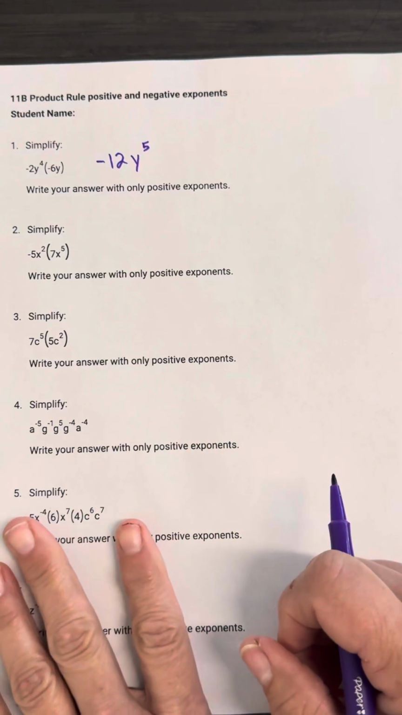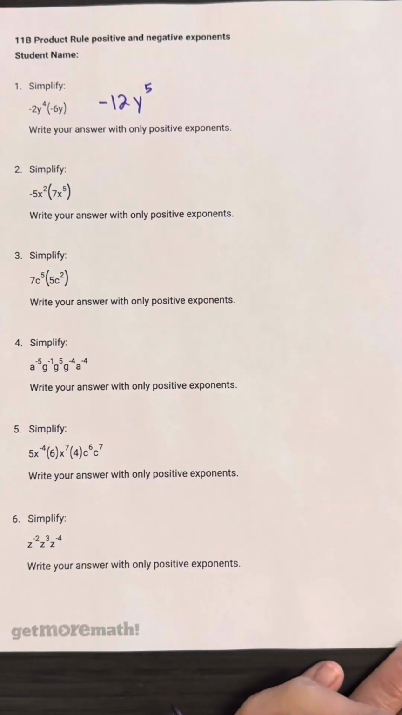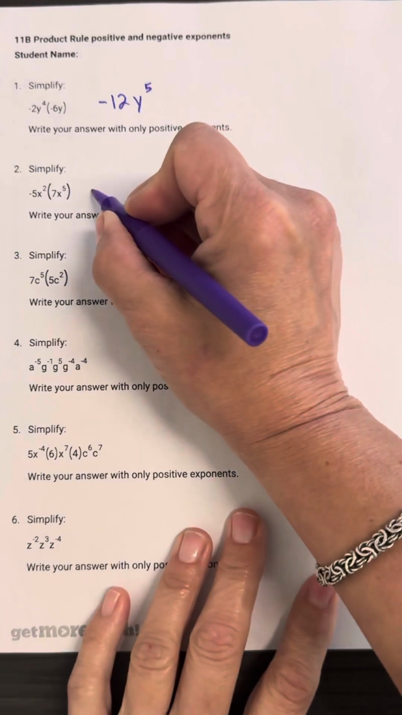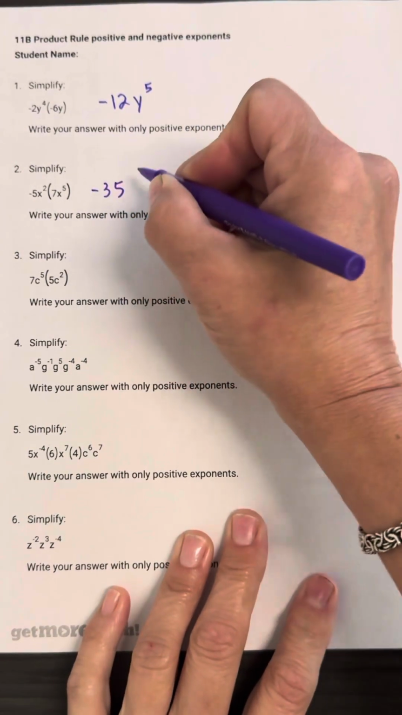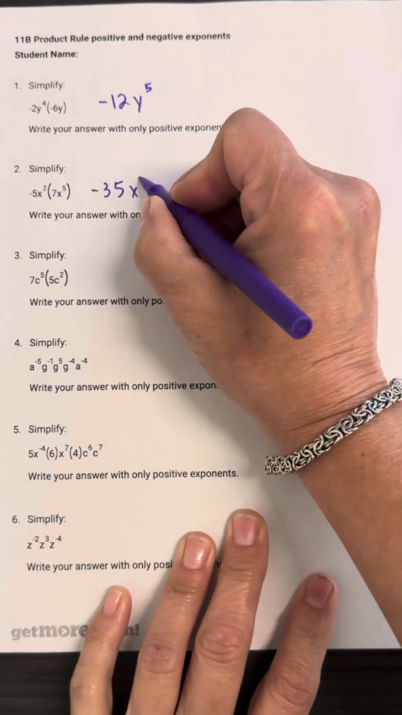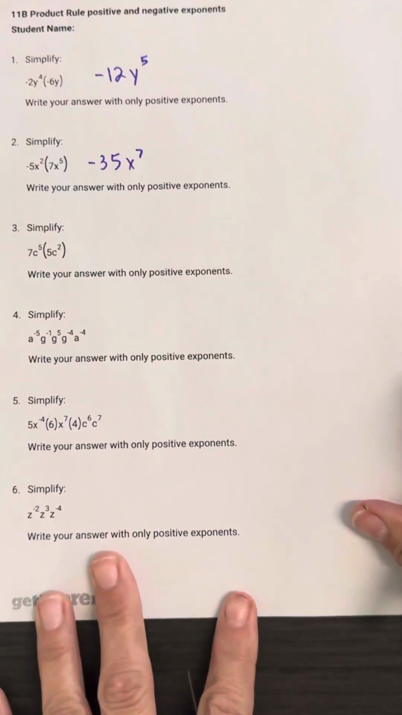That's the answer. Number 2. Again, the numbers are a separate problem. So -5 times 7 is -35. X to the what? 7. Number 3.